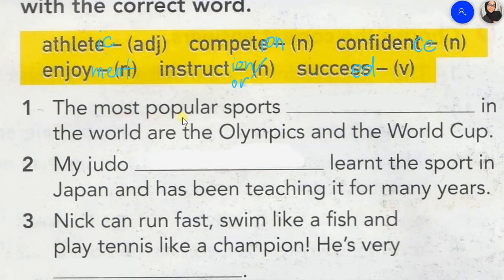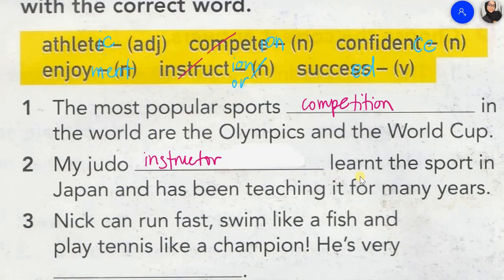The first one: the most popular sports blank in the world are the Olympics and the World Cup. So the Olympics and the World Cup are competitions, so they make a popular sports competition. Competition. Alright, next. My judo something learned the sport in Japan and has been teaching it for many years. So someone who teaches, right? So it is the instructor, not the instruction, yeah? The instructor. My judo instructor.